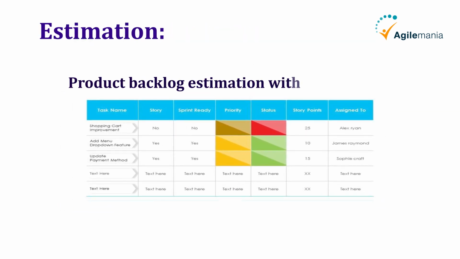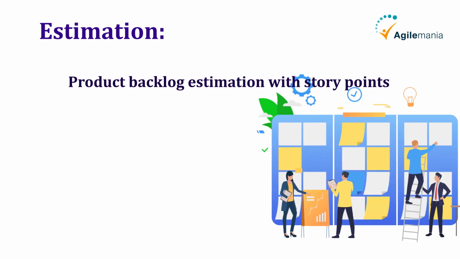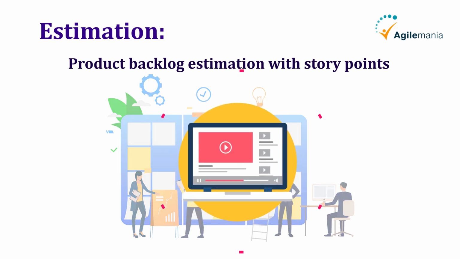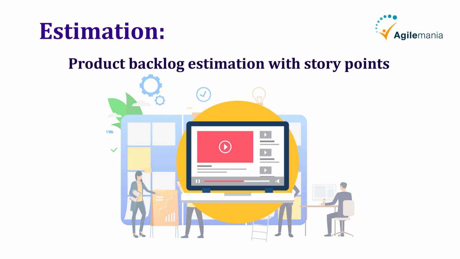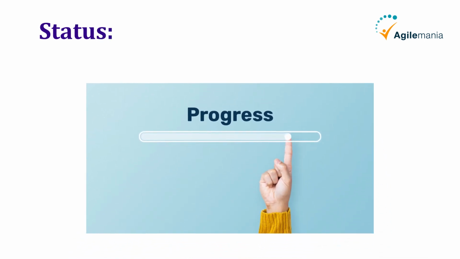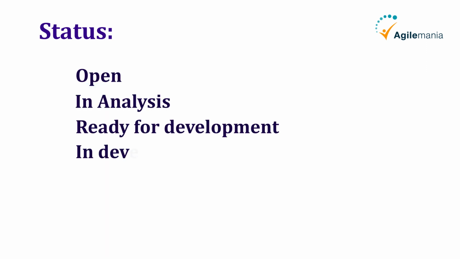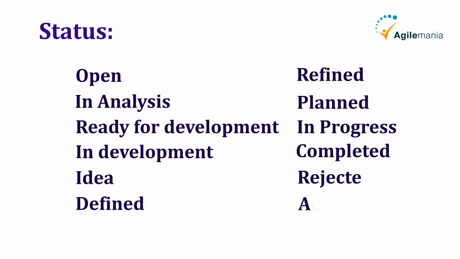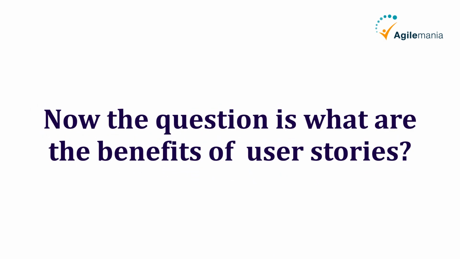5. Estimation. Estimation is the process of estimating the effort required to complete a user story in the product backlog. Most of the Agile teams estimate the user stories using story points. We will learn more about estimation in our next video. 6. Status. Status refers to the progress stage of the user story. It may begin with open, in analysis, ready for development, in development, idea, defined, refined, planned, in progress, completed, rejected, and accepted.